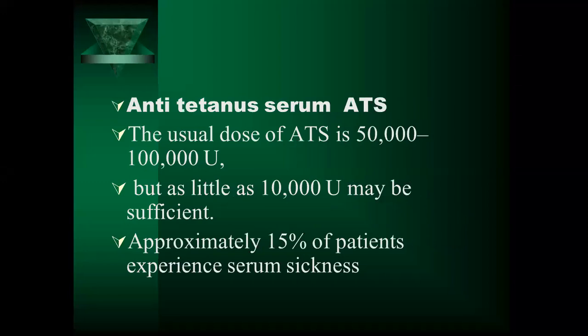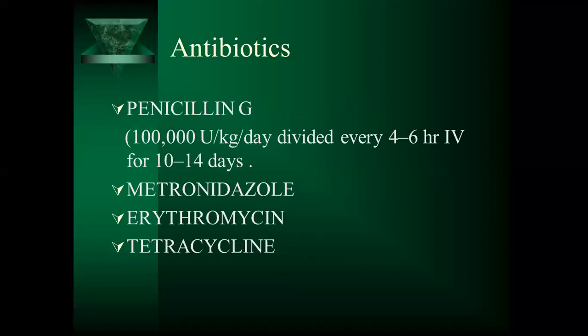This is the old one, that previously when anti-tetanus globulin was not available, then we were using the anti-tetanus serum, because it can lead to 15% serum sickness. The dose is 50,000 to 1 lakh units, but you can give 10,000 units. It is sufficient. But nowadays, ATS we are not using. Before it was used, but if the conditions are in hospitals where ATG is not available, then you can use the ATS.